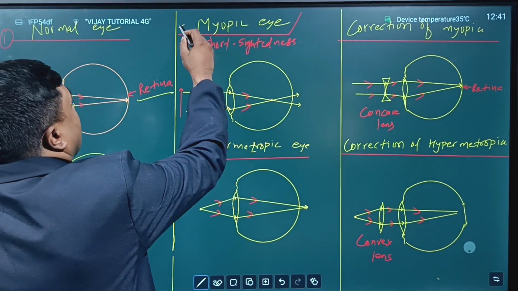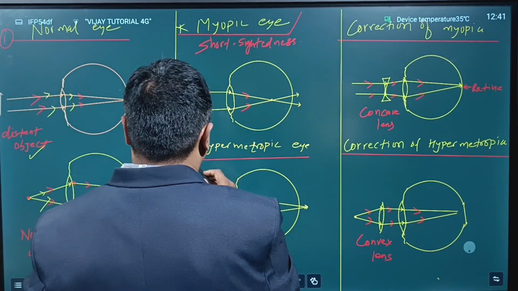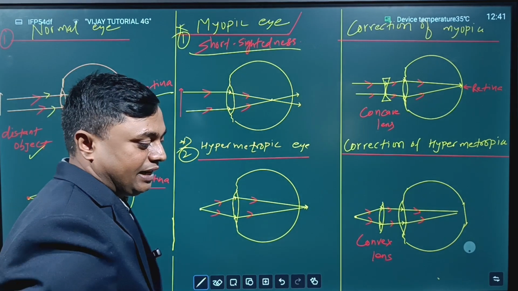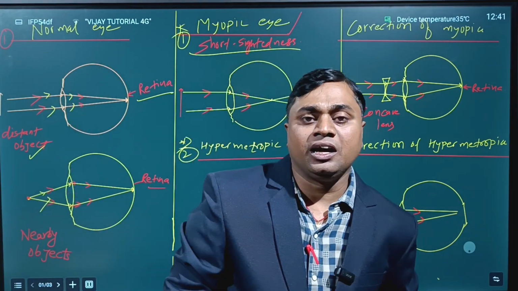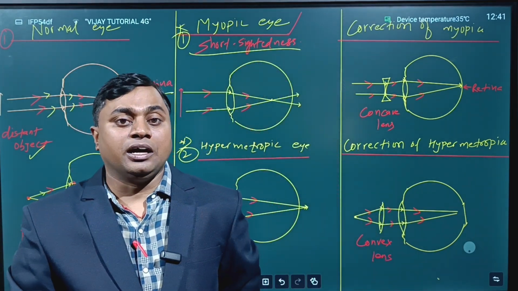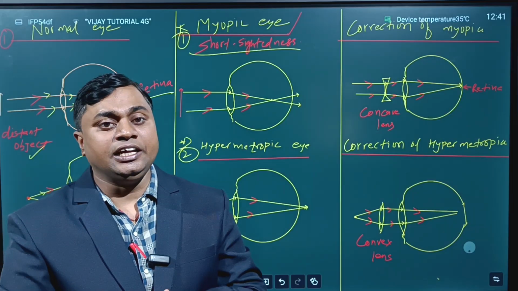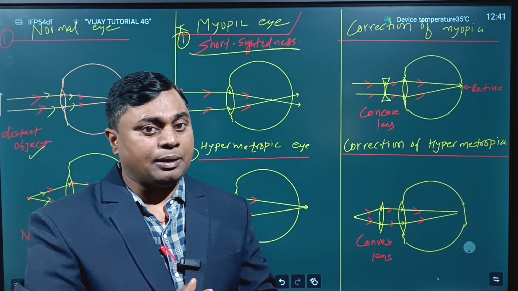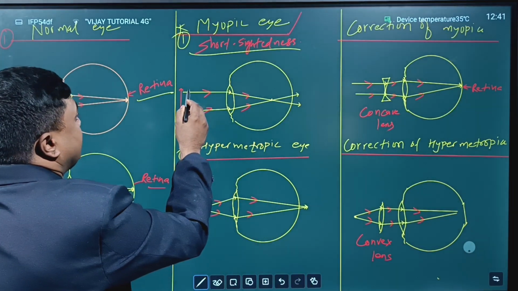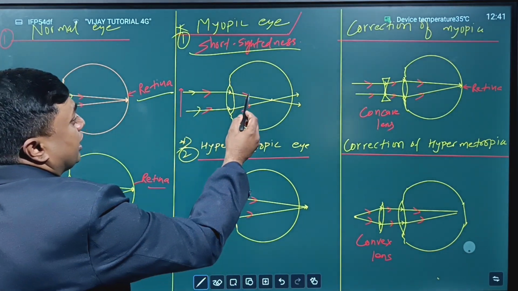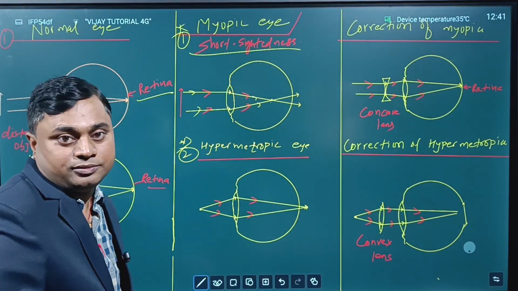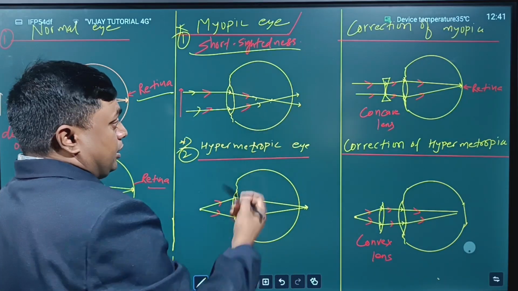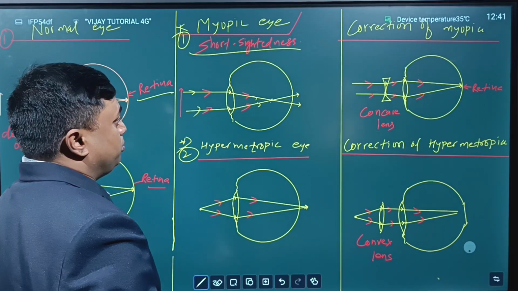One is myopia, the other is hypermetropia. Myopia is also called short-sightedness. Try to understand what myopia is. A person suffering from myopia can see nearby objects clearly, but distant objects appear blurred to him. What happens whenever the light rays come from distant objects? The image is formed in front of the retina, so the person is not able to see the distant objects.